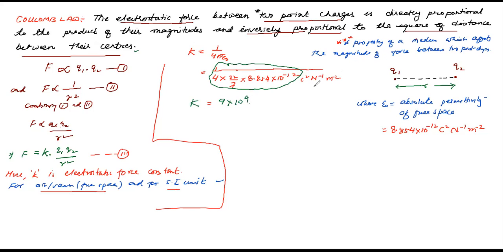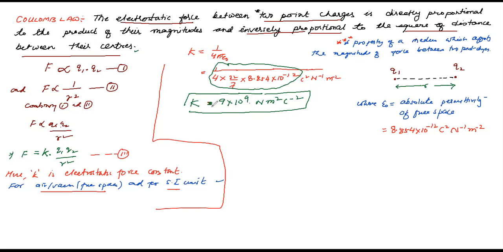And since Newton and meter square go to the numerator, and Coulomb square goes to the denominator as per Coulomb square, this is what we get as the value of K. If I put all those values, 4, 22 by 7, and the absolute permittivity, we get this value, and this is the unit of K.